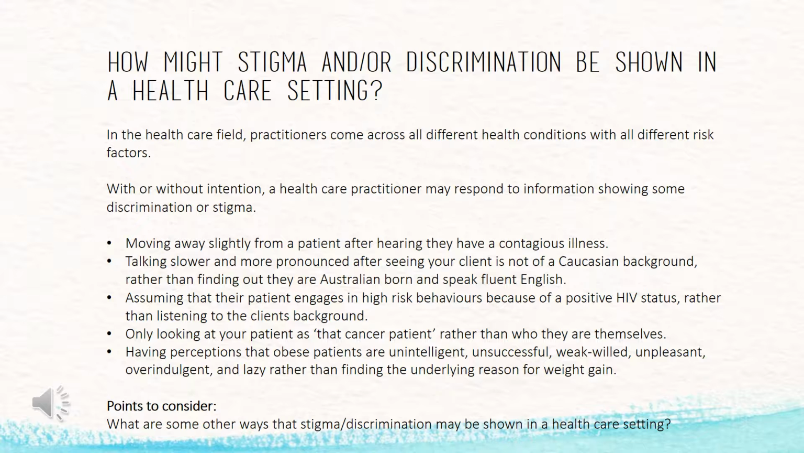They may assume that their patient engages in high-risk behaviours because of a positive HIV status, rather than listening to the client's background. They may only look at a particular patient as that cancer patient, rather than who they are themselves. And they may have perceptions that obese patients are unintelligent, unsuccessful, weak-willed, unpleasant, overindulgent, and lazy, rather than finding out the underlying reason for the weight gain. Another point to consider: what are some other ways that stigma or discrimination may be shown in a healthcare setting?